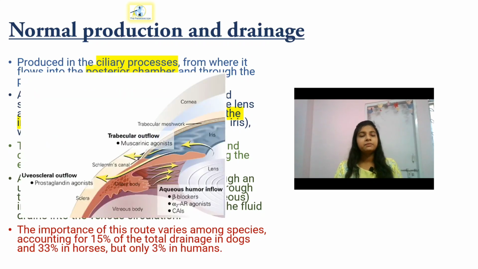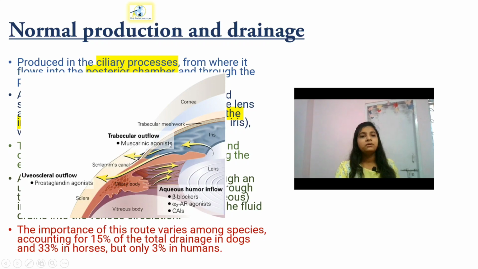Now this is the diagram that will make it more clear. So you will see here the ciliary body or ciliary process is producing the aqueous humor. It is then going to the posterior chamber. Then through the pupil it is going to the anterior chamber, and finally it is exiting through the iridocorneal angle.